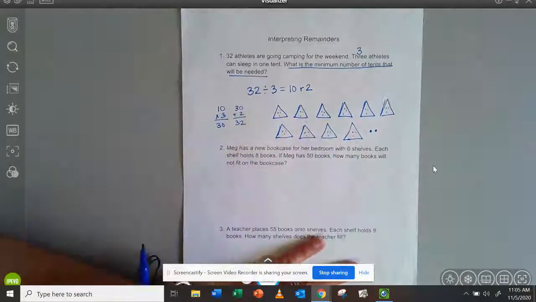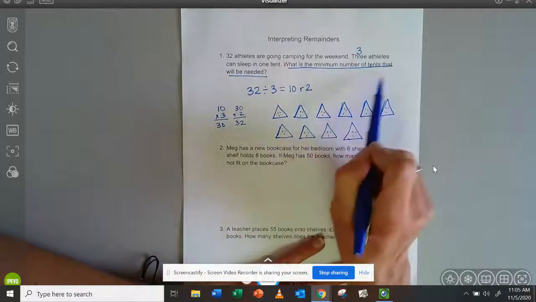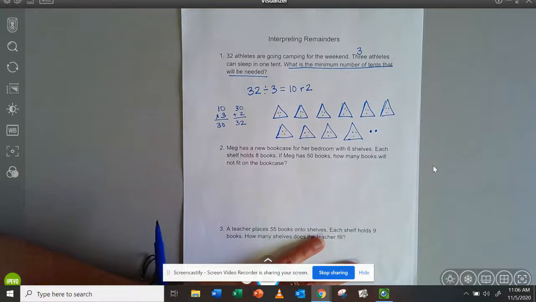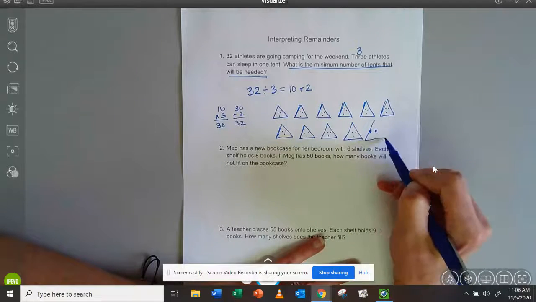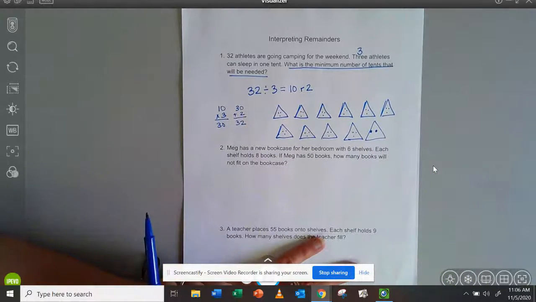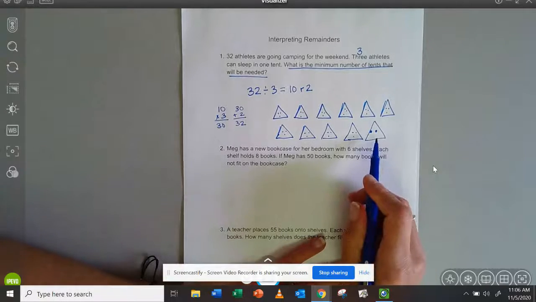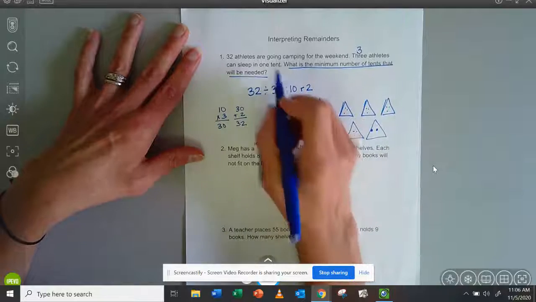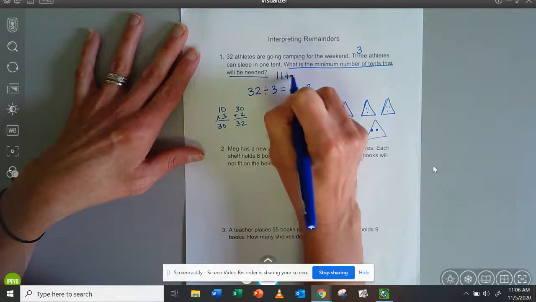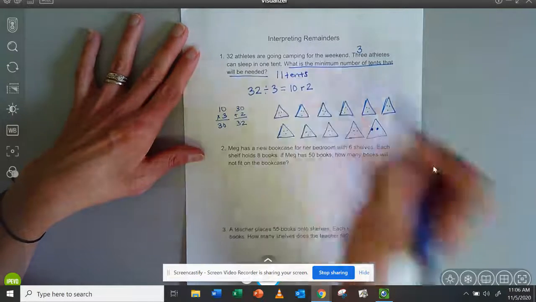The question is, what is the minimum number of tents that will be needed? Well, I can't leave these 2 kids without a tent. So I need to get another tent to fill with those 2 kids. Will it be a full tent? No, because it could hold 3 and I'm only going to have 2 in there. But my answer is going to be 11 tents, because you can't leave 2 kids sleeping without a tent.